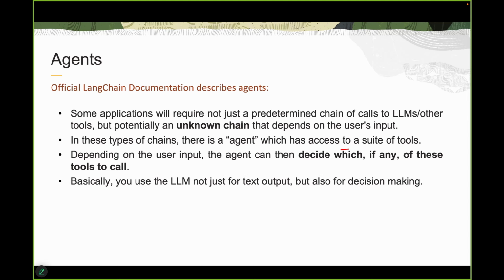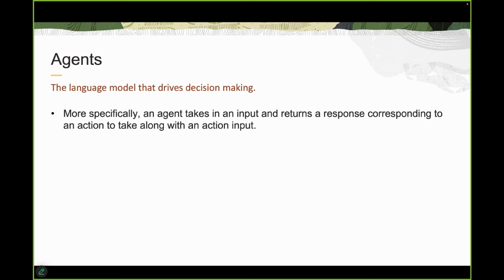Basically, you use the large language model not just for input and output or text output, but also for decision making. So agents are language models that drive decision making. Agents help the language model to drive decision making. More specifically, an agent takes in an input and returns a response corresponding to an action to take along with an action input.